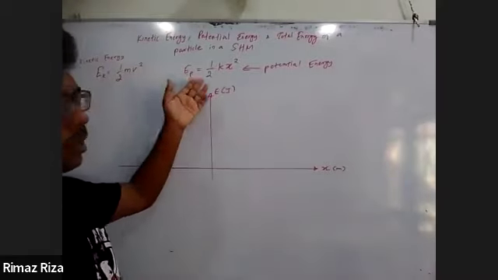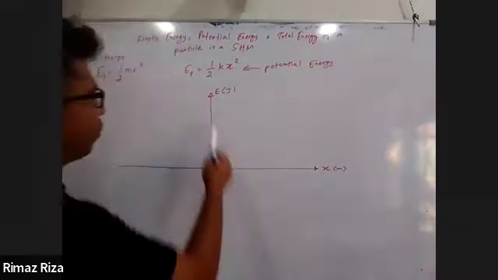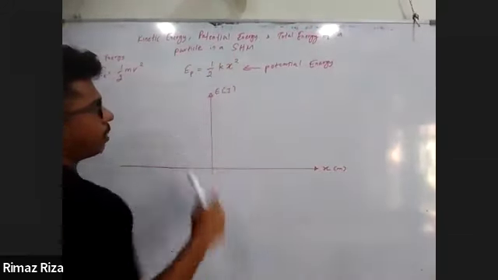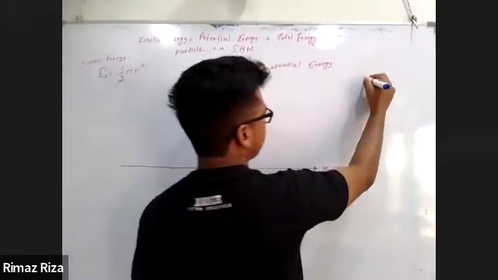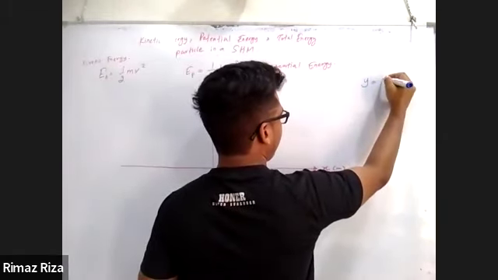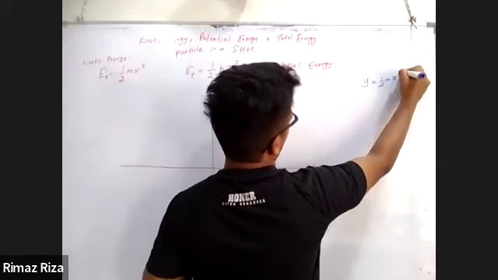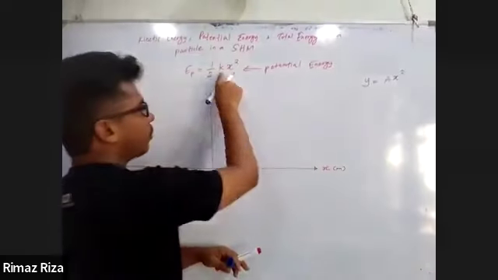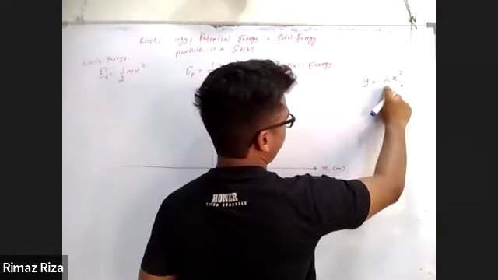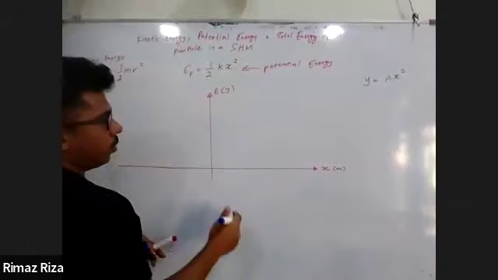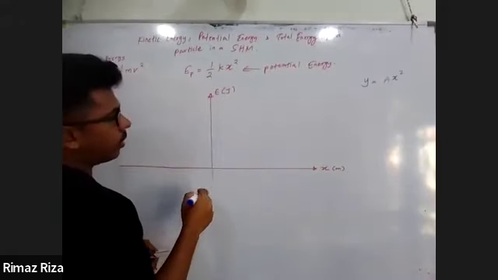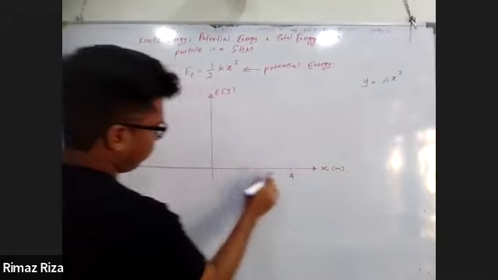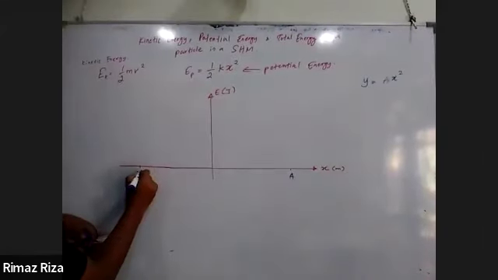Okay, so first I'll start with potential energy. Potential energy with displacement is half m x squared. So it's like y equals half m x squared, or you can say y equals a x squared, where a is half k. This graph you have drawn in grade 10 classes, and I will mark the range here as a and minus a.